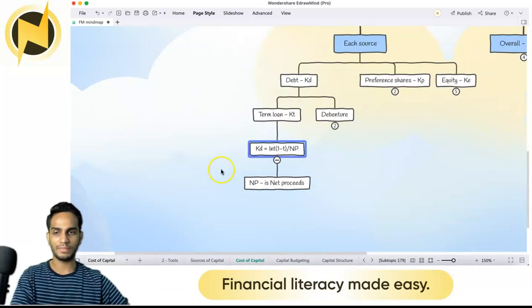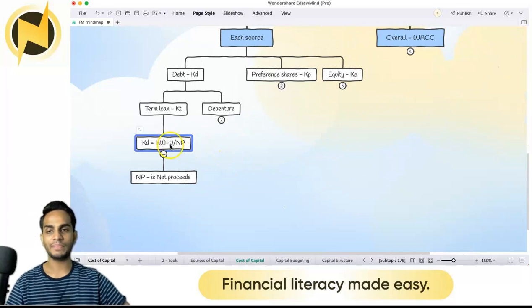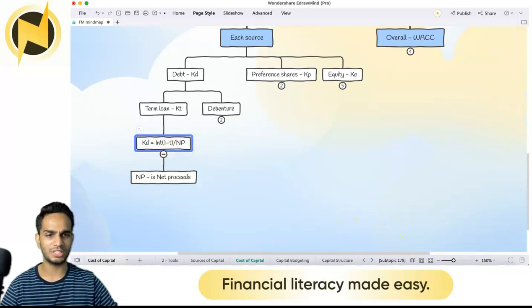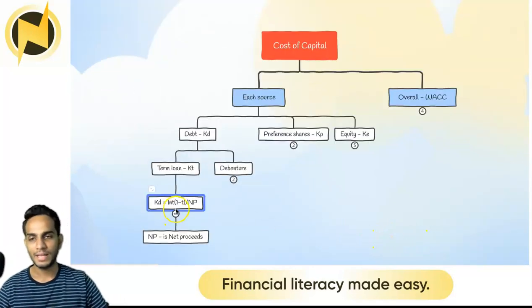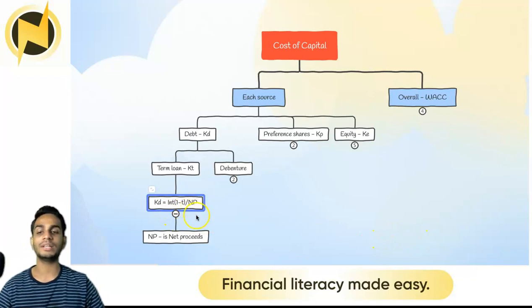Interest divided by 1 minus T. That's a special attachment. Let it be there. Not divided by, rather interest multiplied with 1 minus T, the whole divided by net proceeds. NP stands for net proceeds. Let me make a small change in the arrangement. Yeah, this is much better. Interest into 1 minus T divided by net proceeds.